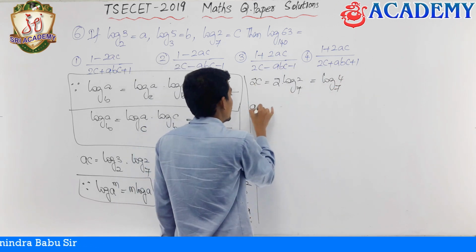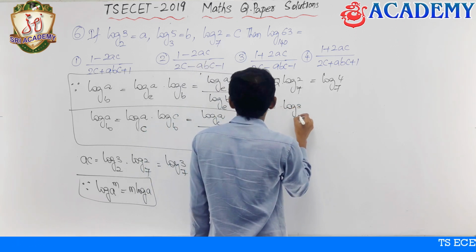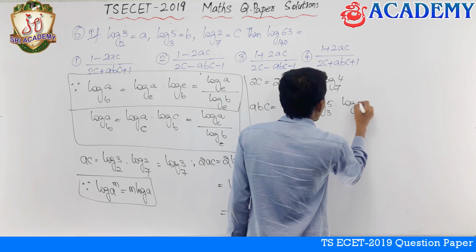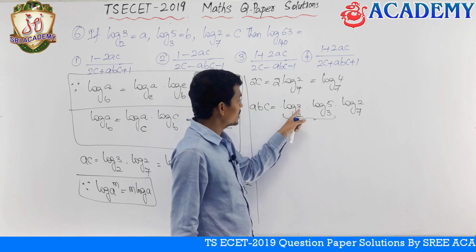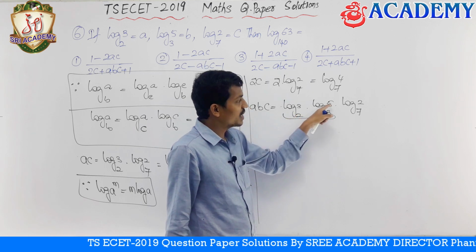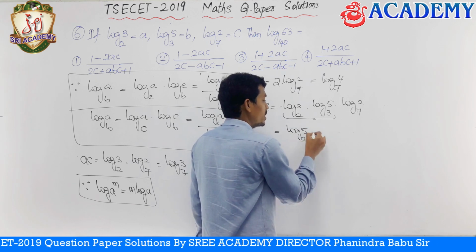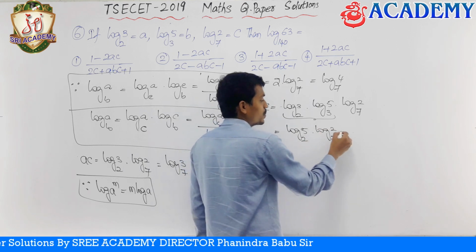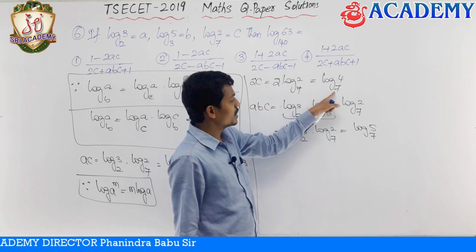Next I am writing abc. The a value is going to be log 3 base 2 into log 5 base 3 into log 2 base 7. From these two, log 3 base 2 and log 5 base 3, the bases are indirectly equal. What remains is 5 and 2, that is log 5 base 2 into log 2 base 7. Here the base is indirectly 2 and here also 2, so you are going to get log 5 base 7. Here also base 7, here also base 7.